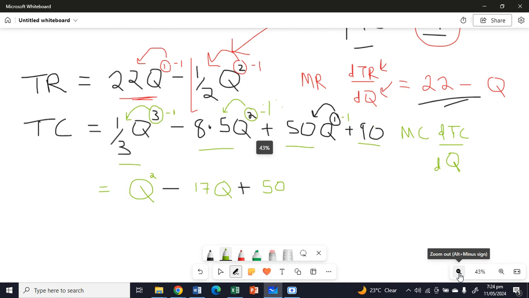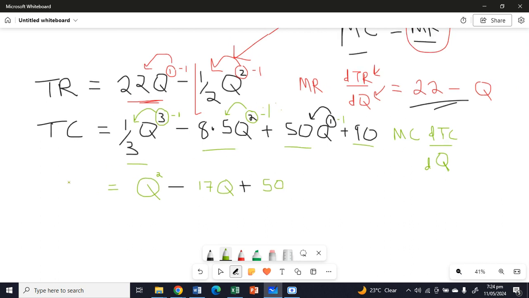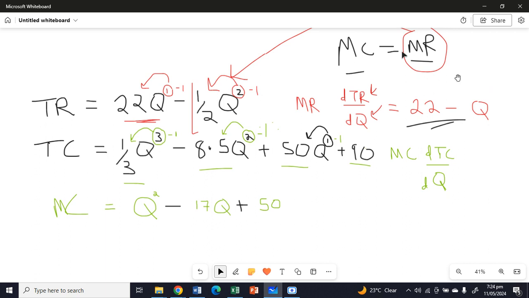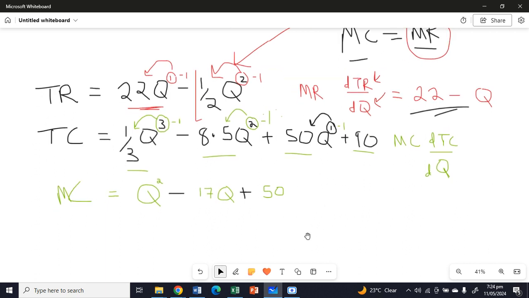Yes. Any questions? So we found our marginal cost function and our marginal revenue function. So before I go any further and apply the profit maximization rule, where we have to equate marginal cost to marginal revenue, are there any questions?